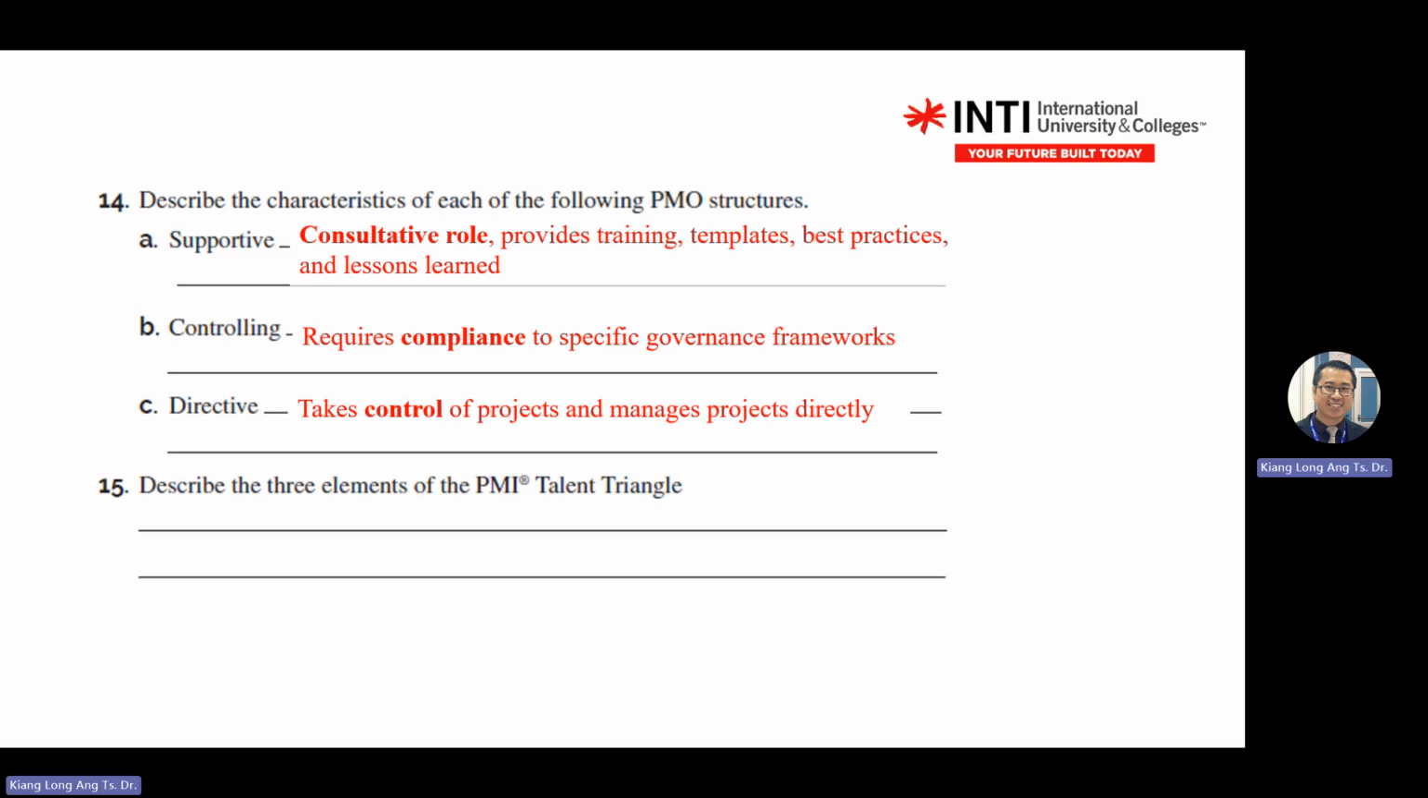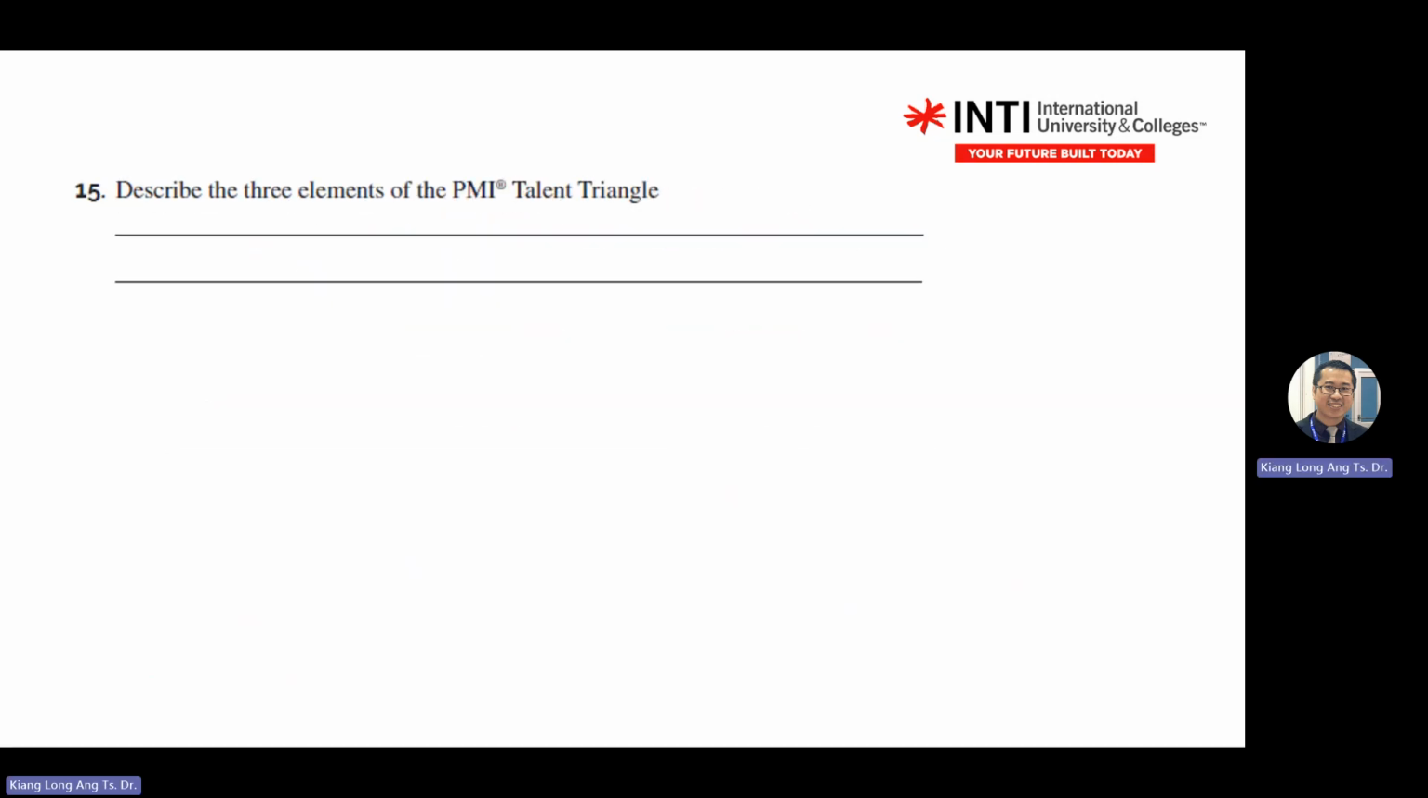Okay, so if you want to go for PMI certification after your degree, you can use the material in this class to sit for that exam. But you need to read more lah. Right, we already cover more than half, 50% of the PMI certification in this module. Okay, so the talent triangle, there are three. As a talent triangle in PMI, you as a PM need to have three important skills.